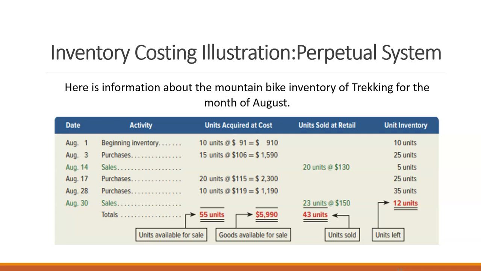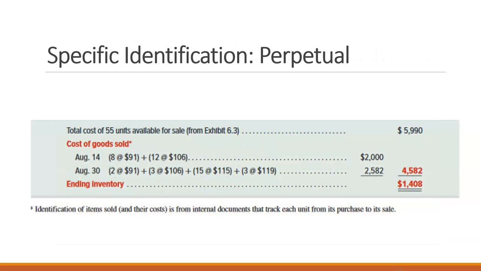So as we look at this sheet, we see all total, we had 55 units available for sale throughout the month of August. We sold 43 units and have 12 units left in stock. How we record the cost of goods sold depends on which method we're using for inventory costing. First we're going to look at specific identification. We know that we sold 8 of the bikes that we paid $91 for, and 12 of the bikes we paid $106 for.